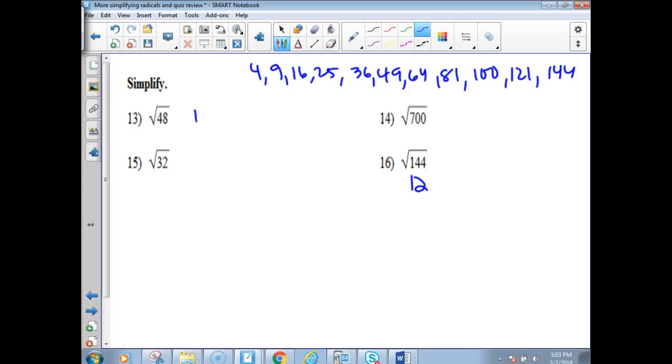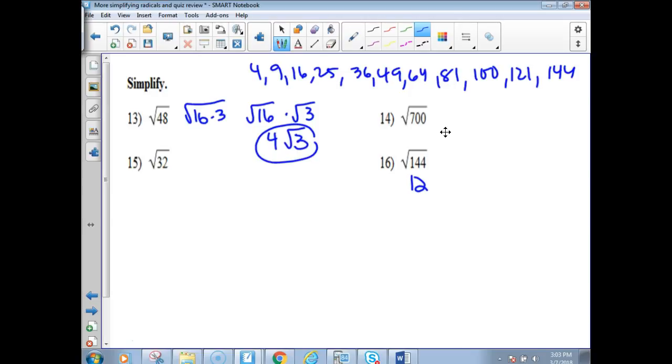All right, so 16 times 3 is 48. So break it up into a perfect square times a non-perfect square, and then simplify the perfect square. The square root of 16 comes out as a 4. 4 root 3.